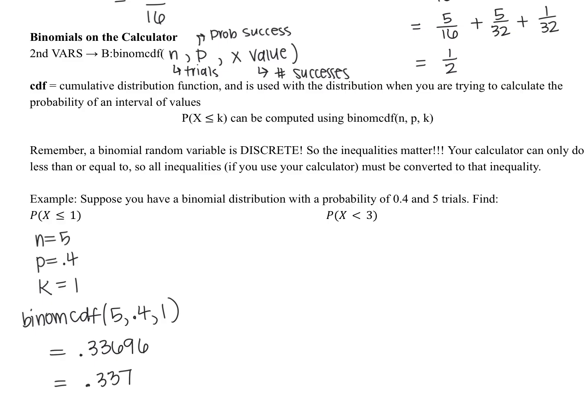If I then look at the probability that x is less than 3, I have to change that to a less than or equal to. So the probability that something is less than 3 is the same thing as saying the probability that it's less than or equal to 2. Because everything less than 3 is 0, 1, and 2. So now n is still 5, p is still 0.4, but now k is 2. So we do binom CDF, and then we have 5, comma, 0.4, comma, 2.